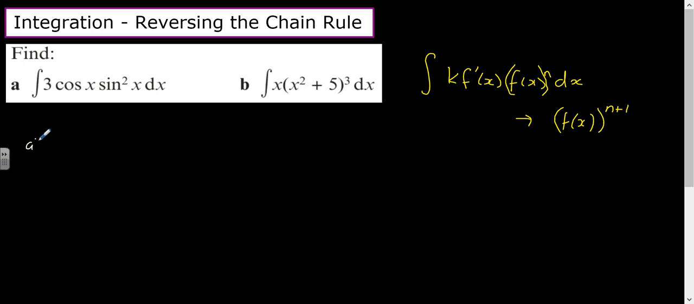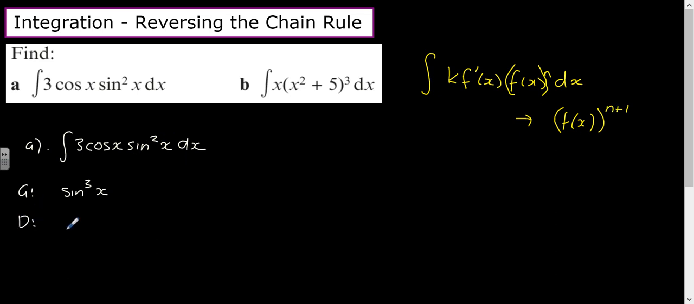So for part A, we have 3 cos x sine squared x dx. If we differentiate the function with the power, the sine squared, do we get a multiple of the cos? Yes, we do, because sine differentiates to cos. So my guess, and I'm not expecting you to jump straight to the answer from this, but just what is your educated guess? Your educated guess is going to be sine cubed x, i.e. raise the power of that by 1.